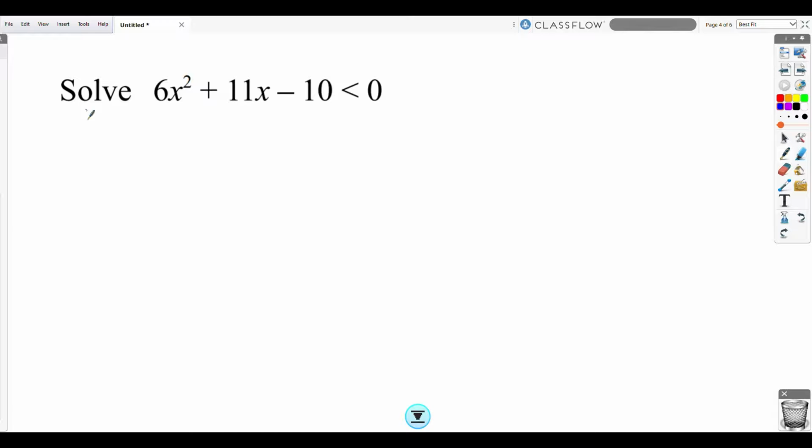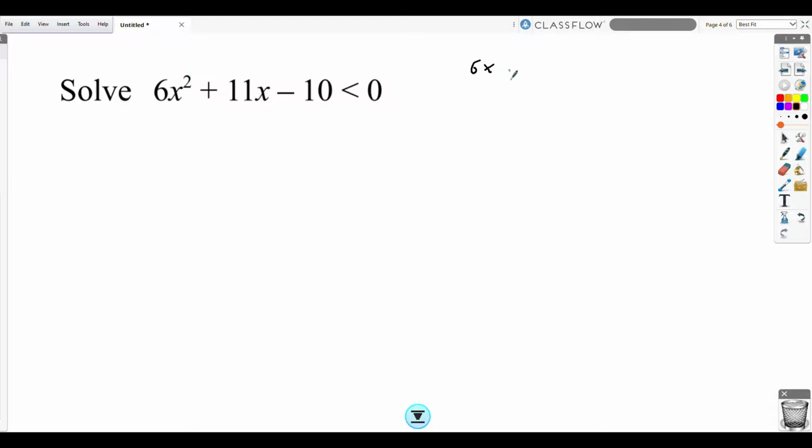Now let's try one where the number in front of the x squared is bigger than 1. So we're going to have to use some of our other factorizing skills. There are two ways to do this. Either you can use the quadratic formula, or use the expanded factorizing where you times the first number by the last number. So let's try that first.